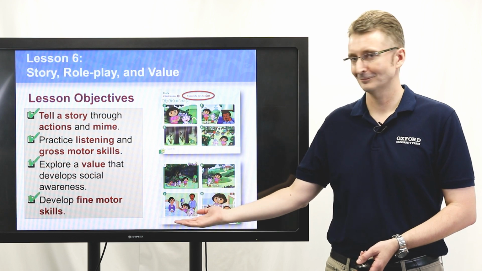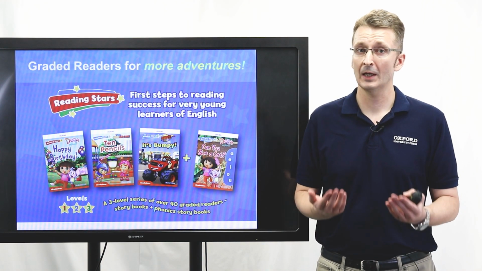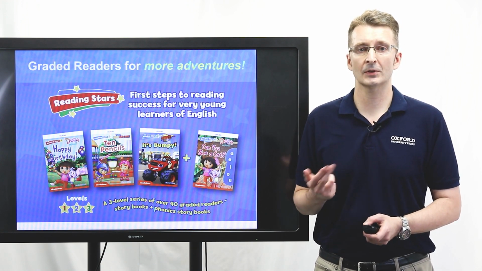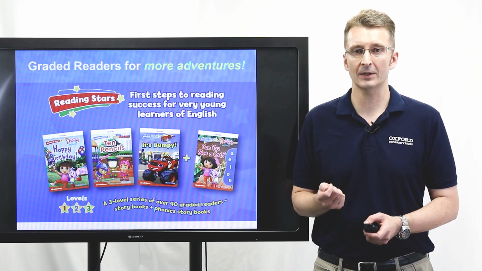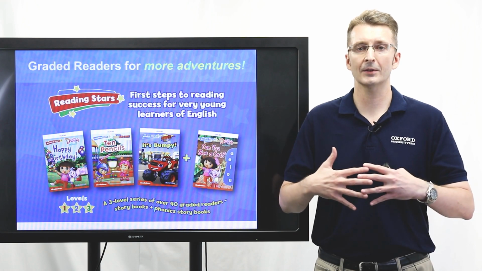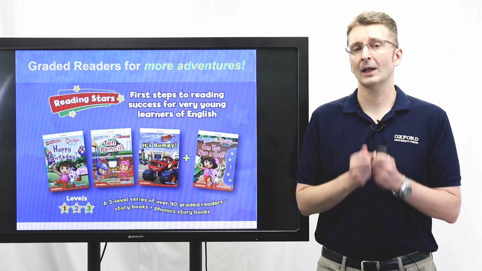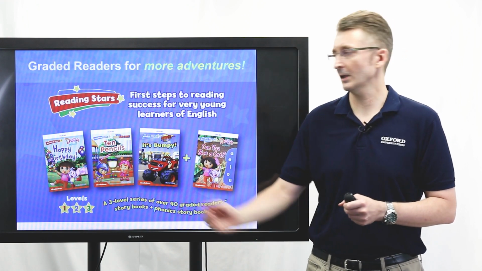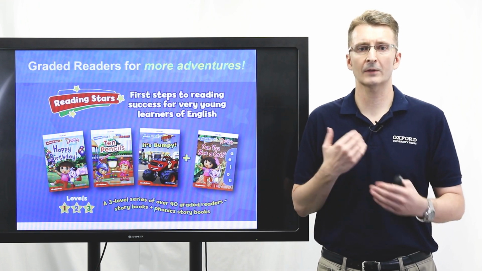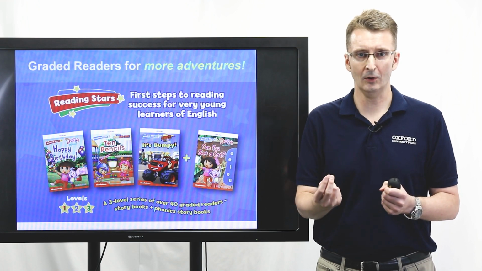Here they are. At the end of our video for Lesson 5, we said that with Dora, every English class is an adventure. And I introduced you to the Reading Stars graded reading series to give your students more adventures through English. Reading Stars aligns with the levels of the main course book, Learn English with Dora the Explorer. Now in the Lesson 5 video, we looked at the Dora storybooks, in which Dora and her friends go on adventures and solve puzzles and overcome problems to reach their goal.